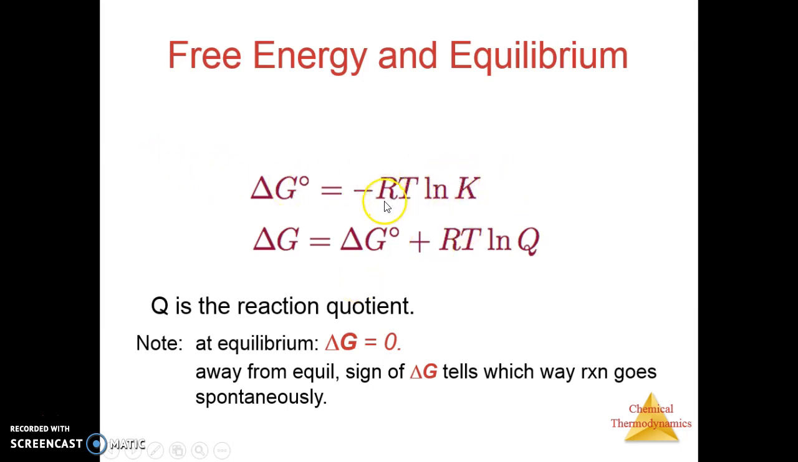If you're at non-standard conditions, we have this second equation. Delta G at the non-standard conditions is equal to delta G naught plus RT ln of Q. Remember, we're not at standard, so delta G is not zero, and the equilibrium constant is not K. It's the equilibrium quotient, Q.